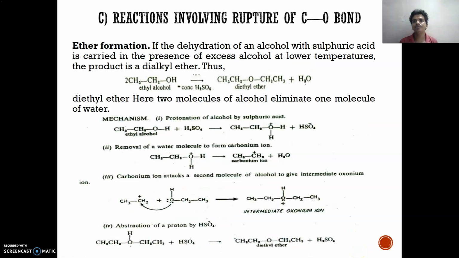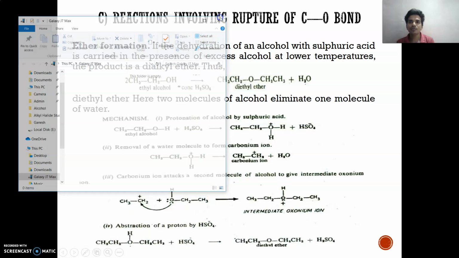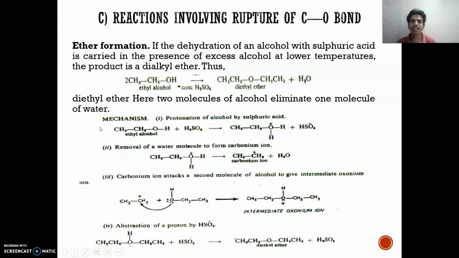Then ether formation. If the dehydration of an alcohol with sulfuric acid is carried out in the presence of excess alcohol, here is the reaction condition. At a low temperature, it will give the product diethyl ether. Here 2 molecules of the alcohol eliminate 1 molecule of water.